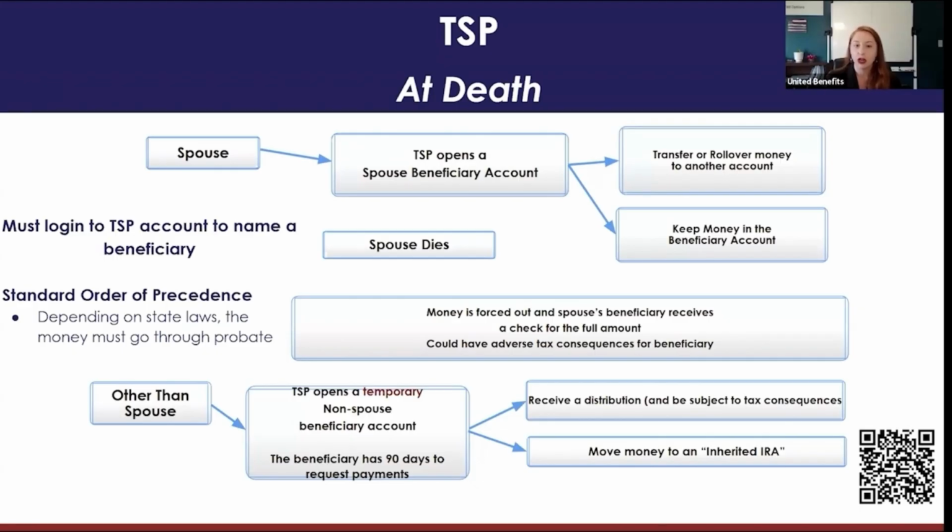So we have to make sure that if you don't have a spouse named as a beneficiary, or if you and your spouse pass away and your contingent beneficiary is not a spouse, they understand the rules here, okay? Because a non-spouse beneficiary account will be opened for 90 days, and then it's either forced out or you have to move the money into an inherited IRA, which can present challenges that I'm not qualified to talk about. You will need to talk to a United Benefits representative to understand how that works.